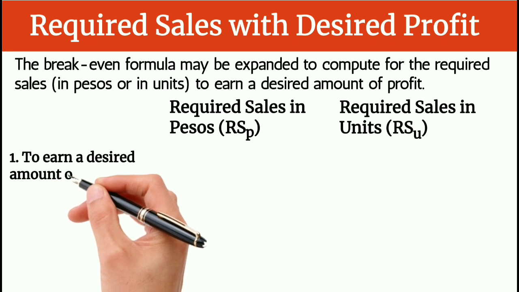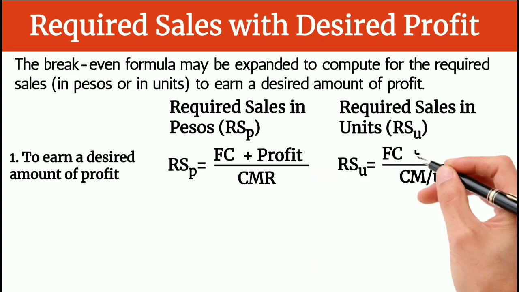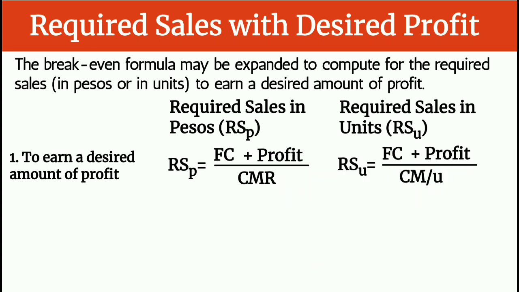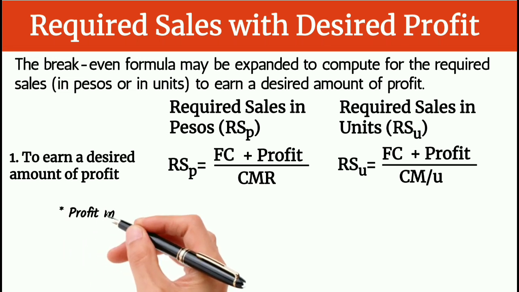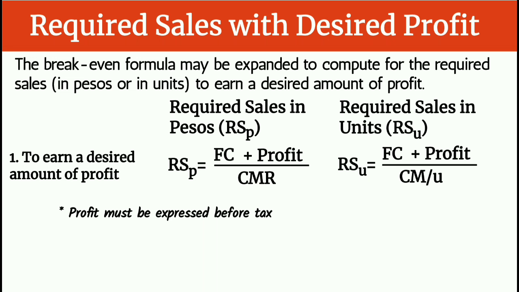To earn a desired amount of profit, ganon din lang yung formula. Yun nga lang, kailangang magdagdag ng profit sa numerator. So that means the required sales in pesos is equal to fixed cost plus profit divided by contribution margin ratio. And the required sales in units is equal to fixed cost plus profit divided by contribution margin per unit. But take note, yung profit na gagamitin dito should be expressed before tax. Meaning to say, yung profit na gagamitin dito ay profit before tax.